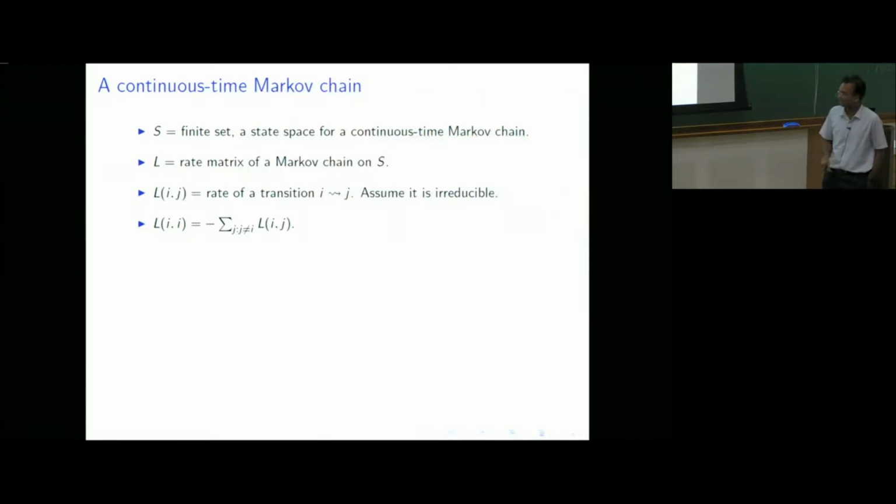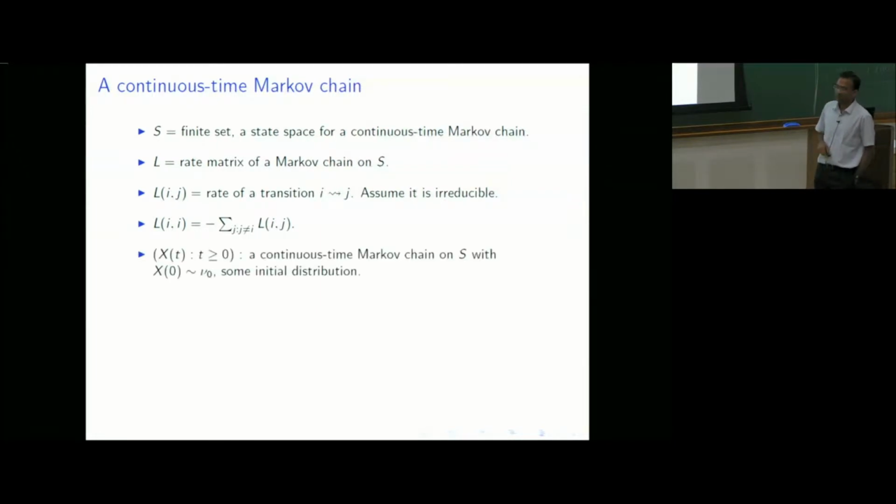L_ii is such that the row sums are all 0, and that makes this a rate matrix, and it also indicates roughly what the expected holding times are. The inverse of this is the expected holding time. Now, X(t) is going to be the Markov chain that we will discuss. So it's a continuous time Markov chain on the state space.